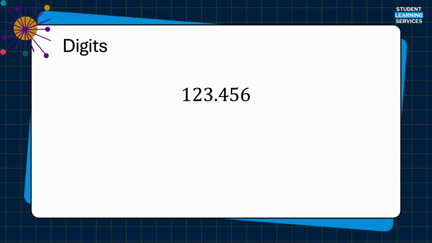We have this number, 123.456. The 1 is called the hundredth digit because it's the 100, right? And then the 2 in the 23 is called the 10th digit. The 3 is called the ones digit. Then we have a decimal point.